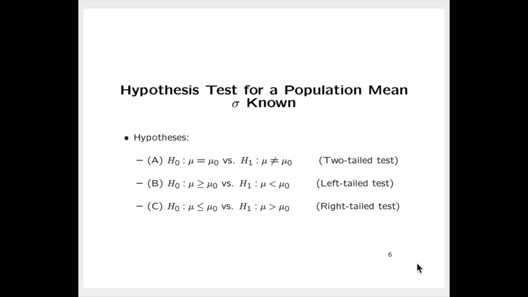So we've got these three types of hypothesis tests, and I'm going to label them A, B, and C: A for the two-tailed test, B for the left-tailed test, and C for the right-tailed test, so that we can link them up with the rejection regions and p-value formulas as we go on through the process.